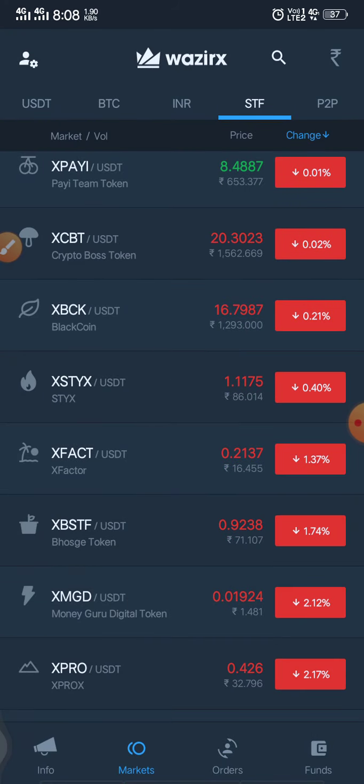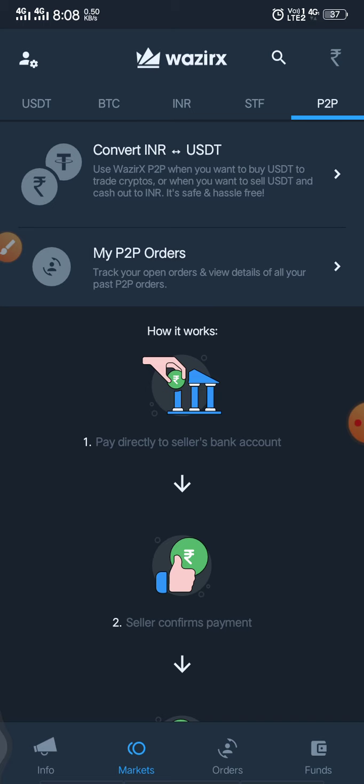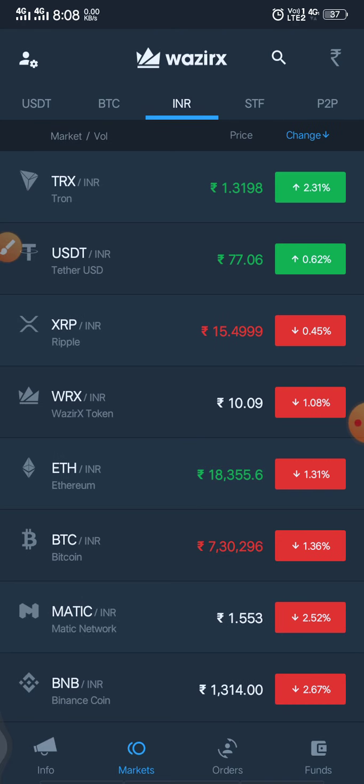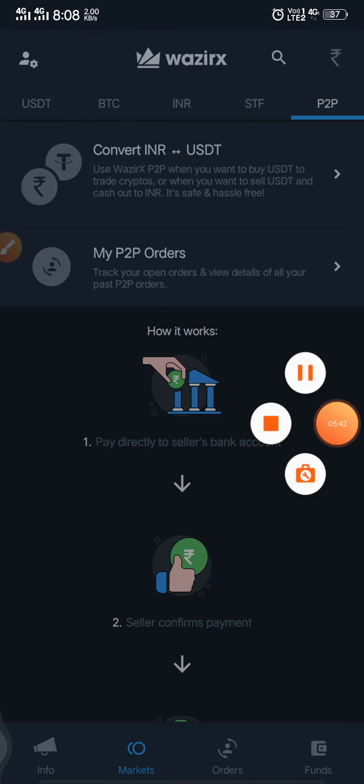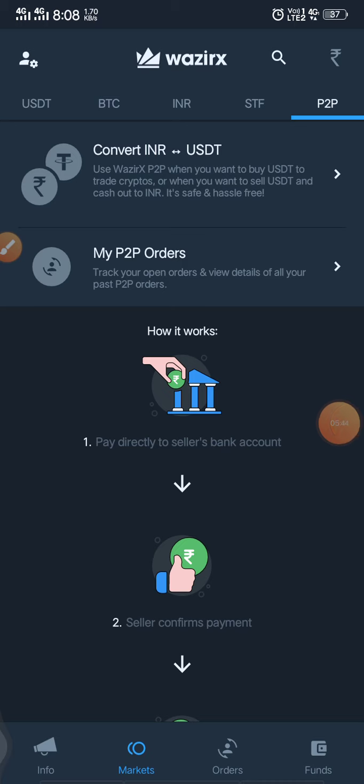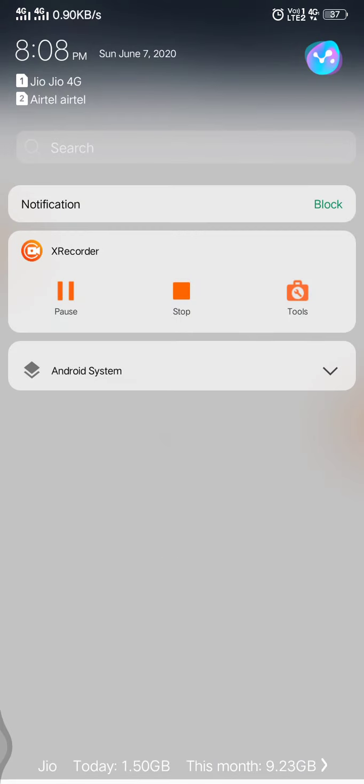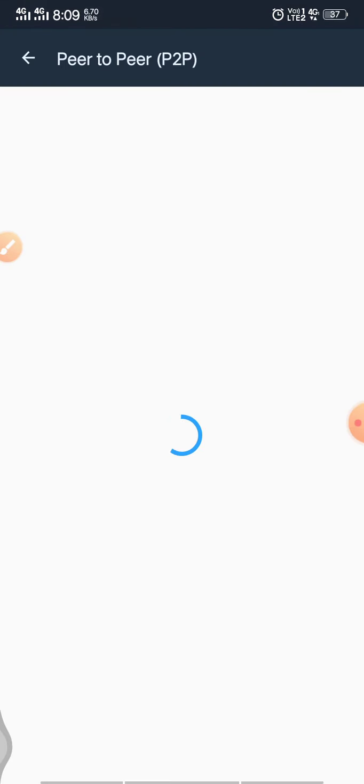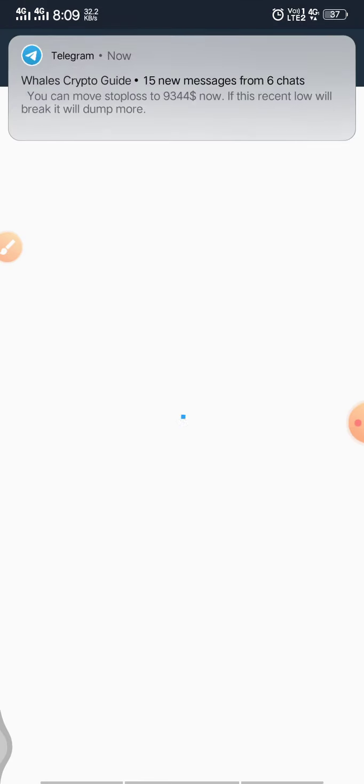Okay, so let's move on to P2P. If you want to trade in USDT, and you don't want to deposit your money in INR, then you need to buy USDT. So in P2P, the peer to peer option is available there. Here we can buy USDT only, no other cryptocurrency is available here.